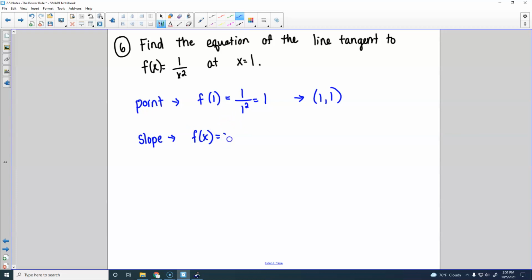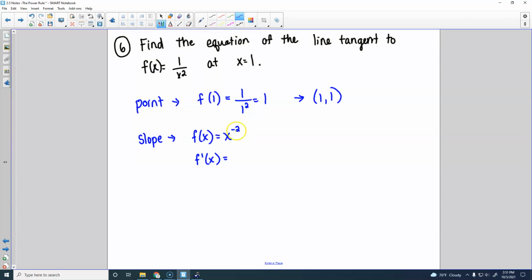So f of x is x to the negative 2. Notice I labeled that f of x. It's not f prime. I haven't taken the derivative yet. Right? When I take the derivative, I have to label it as f prime, and I'm going to label it even if my name is Daniel Bautista and I hate labeling anything. I'm still going to do it because I want to get a good grade on things.